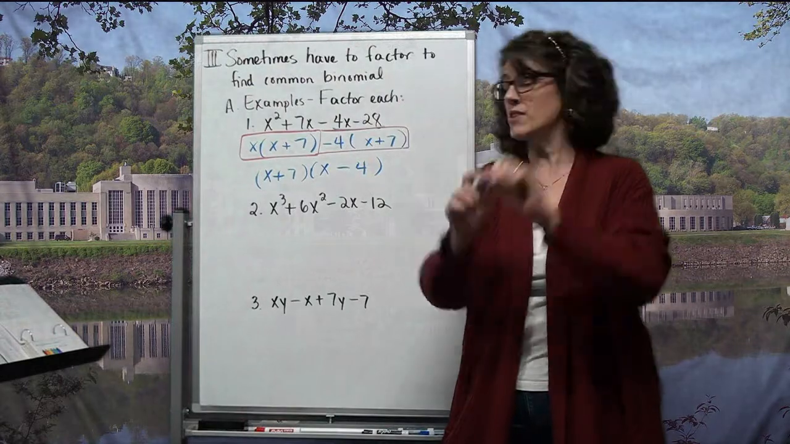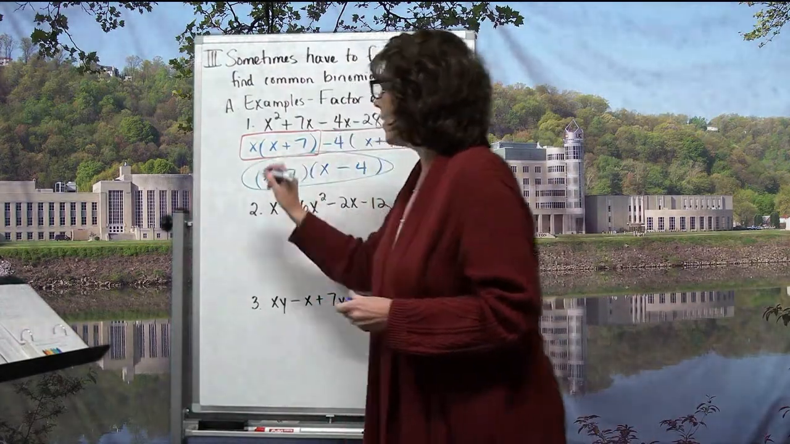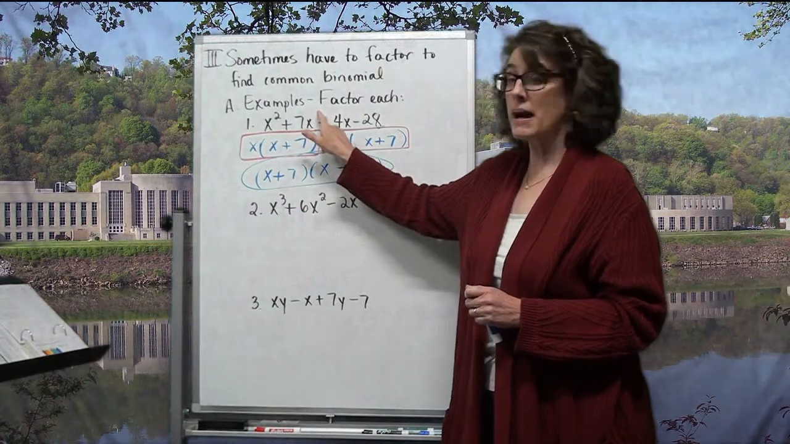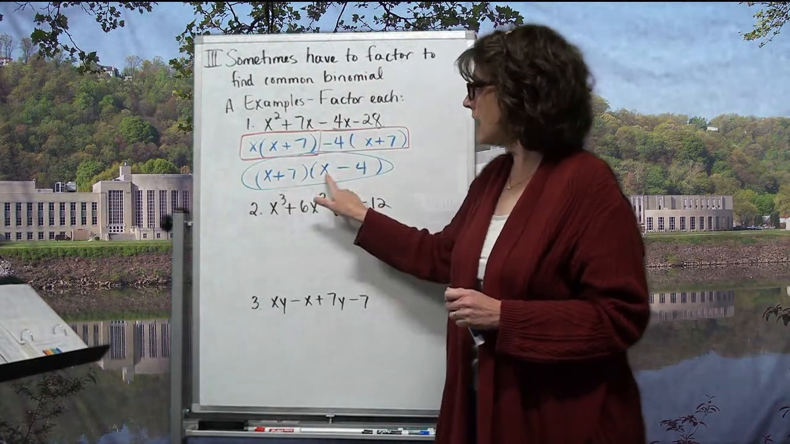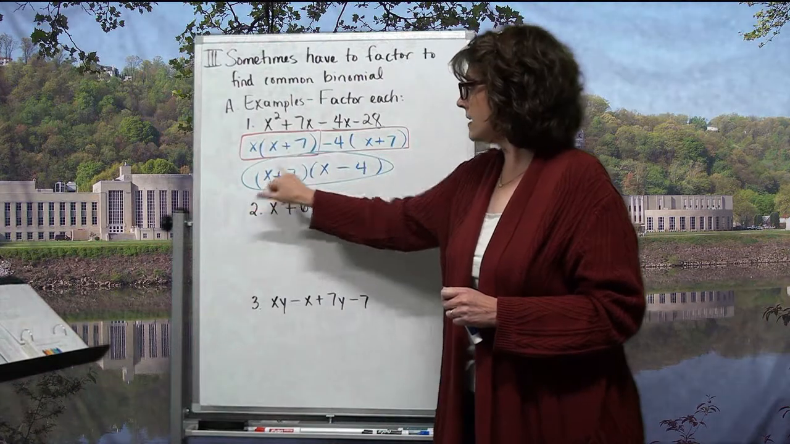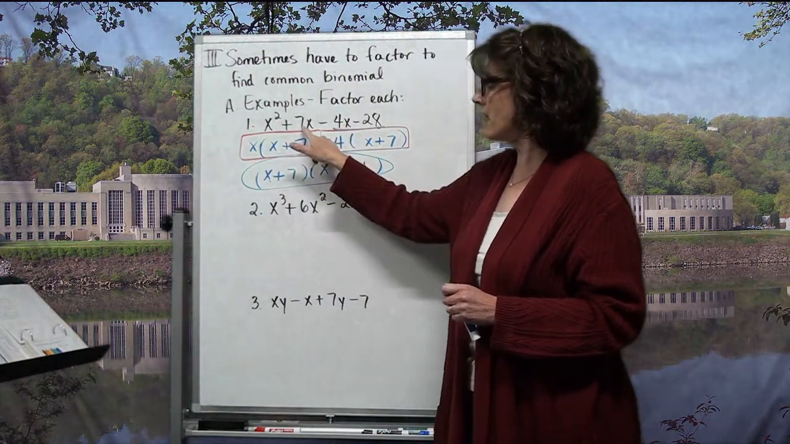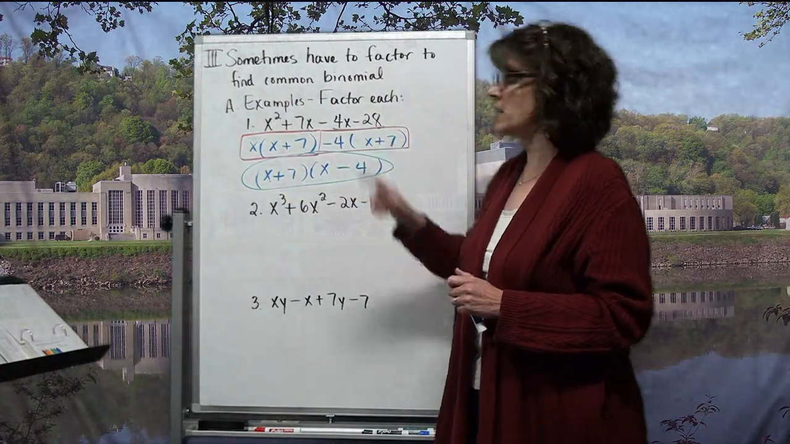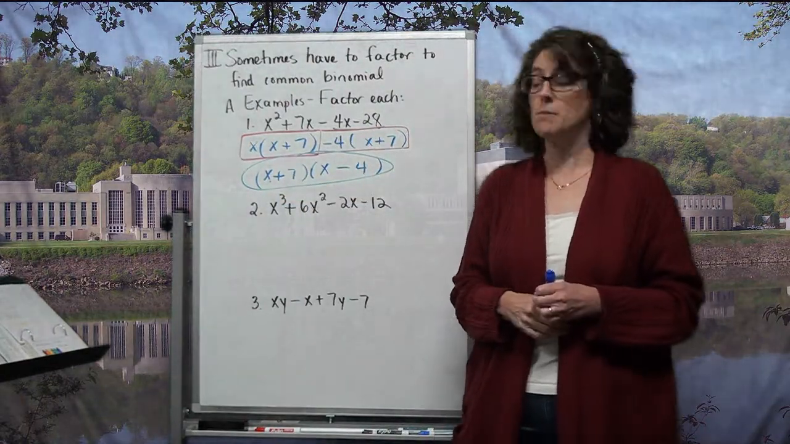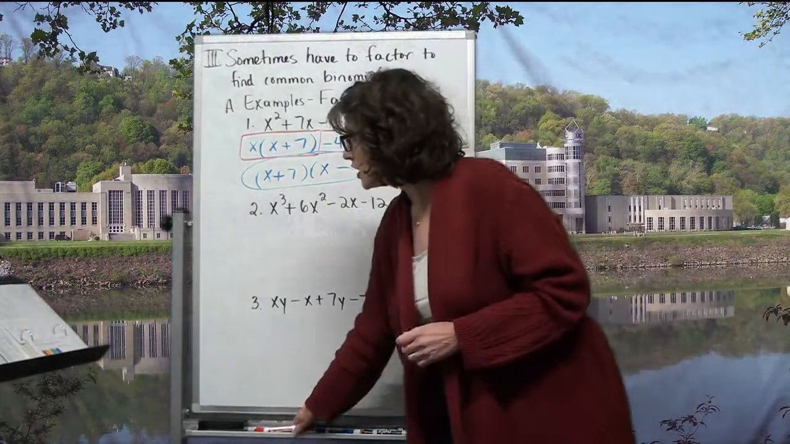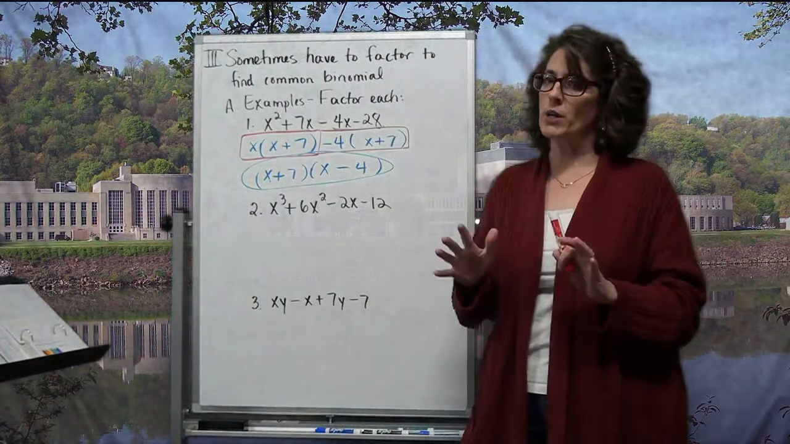Parentheses times parentheses. Now recall, I should be able to check it. If I FOIL this, I better get back to the beginning. Well, x times x is x squared. X times negative 4 is negative 4x. 7 times x is 7x. And 7 times negative 4 is a negative 28. I do, in fact, get back to the beginning, so I know that that's the correct factored form. Okay, let's try a few more of these just to make sure we get really good at it.